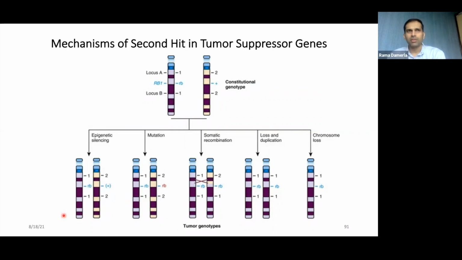Just like we've seen amplification of the proto-oncogenes, here you're seeing the silencing or loss of function of tumor suppressor genes. It can occur by epigenetic silencing, mutations, somatic recombination, loss and duplications, or a complete chromosomal loss. So there are different mechanisms by which these loss of function mutations can occur in tumor suppressor genes.